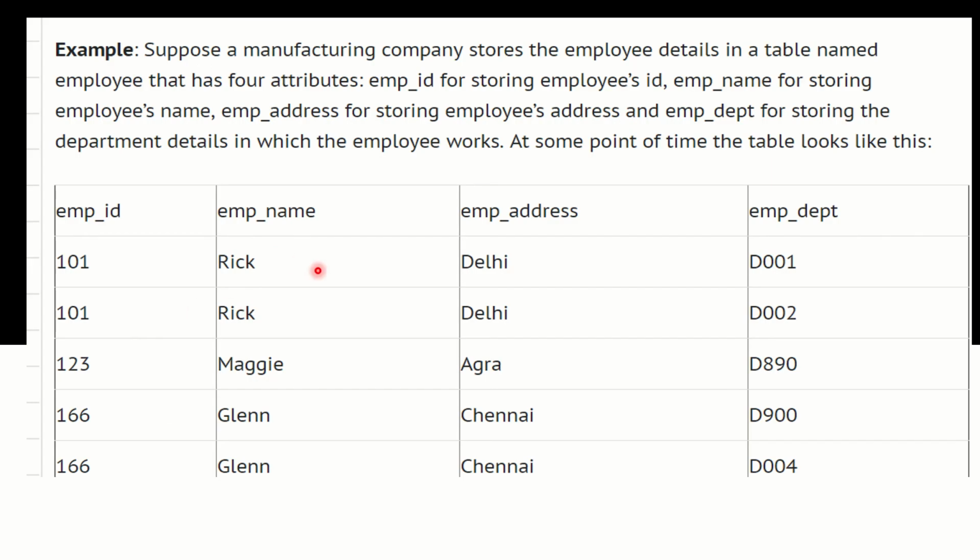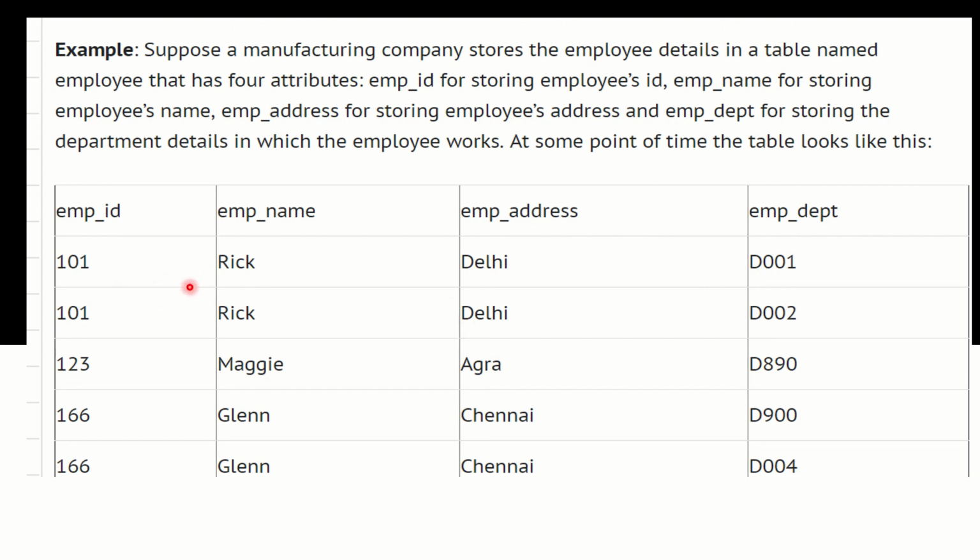Update anomaly means, suppose that Rick has changed his address from Delhi to some other place, let it be Mumbai. Normally when a particular employee changes his or her address, we have to make the modification or updation in the table also. That means here, instead of Delhi, suppose he is shifting to another address, that is, let it be Mumbai. So how many rows need to be updated for this purpose? We have to update the first row and the second row.